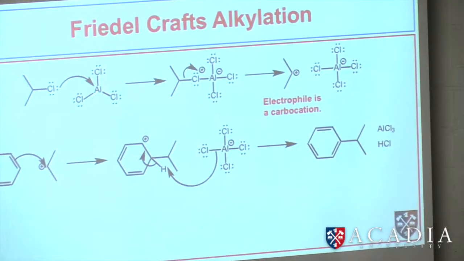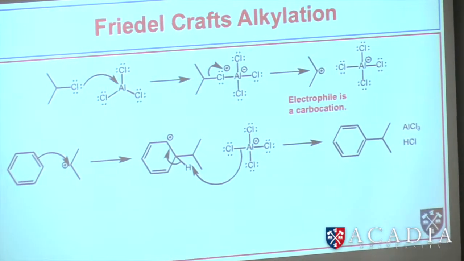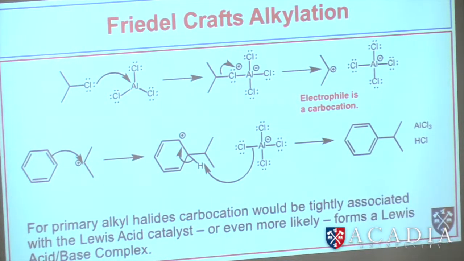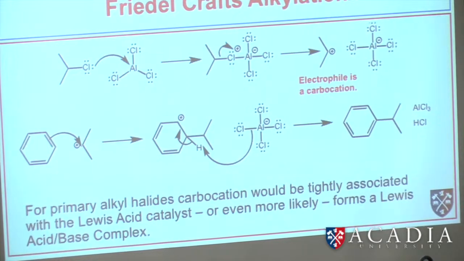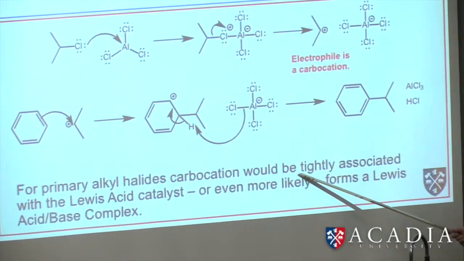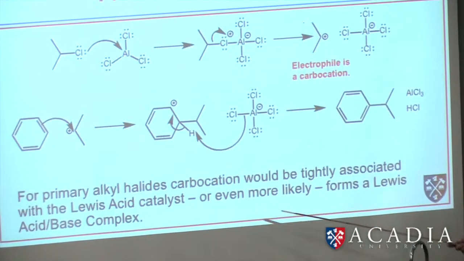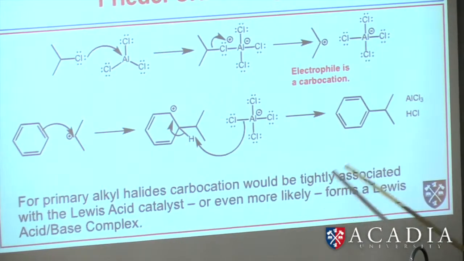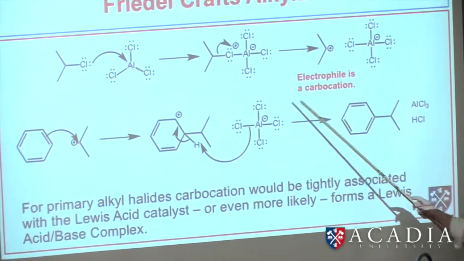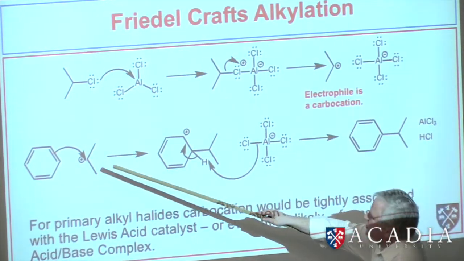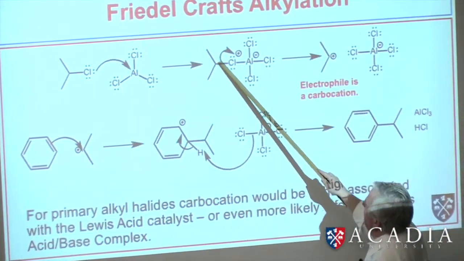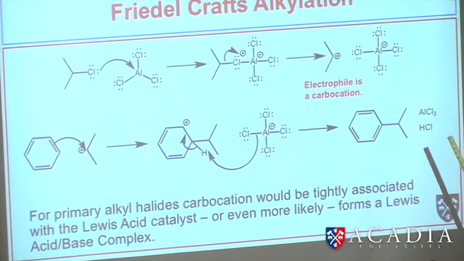As it turns out, we can use anything that can give us a carbocation. For primary alkyl halides, the carbocation would be tightly associated with the Lewis acid catalyst, and as I say, even more likely, it's probably this complex, which is the electrophile. And then you could imagine that those are attacking the carbon, and then everything breaks up after that.